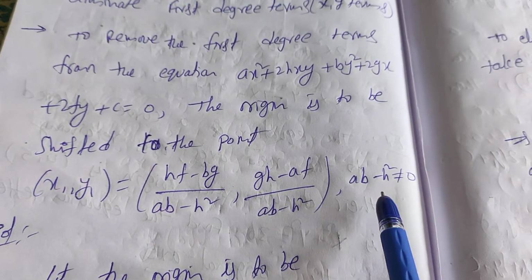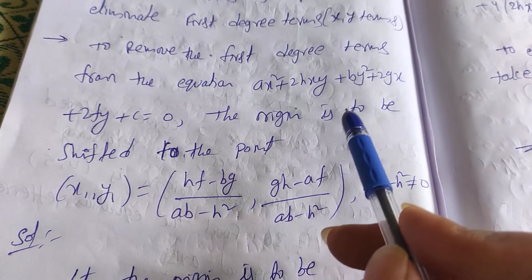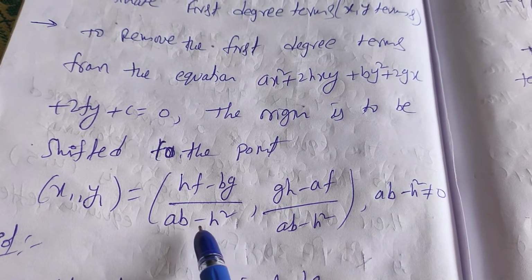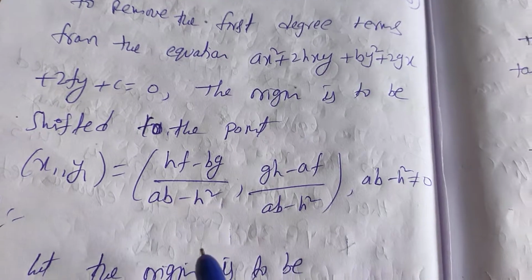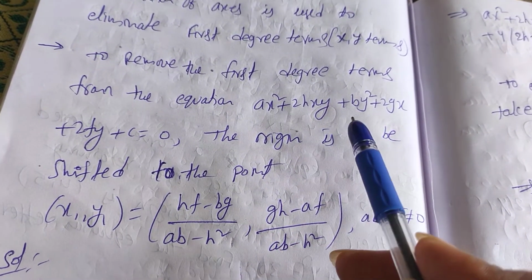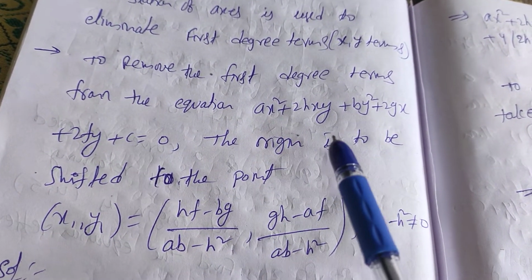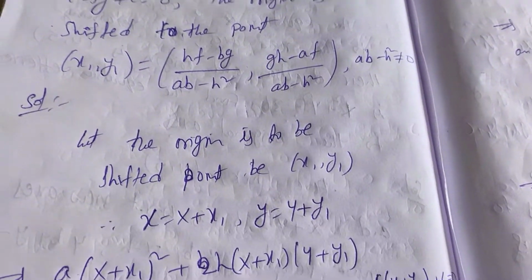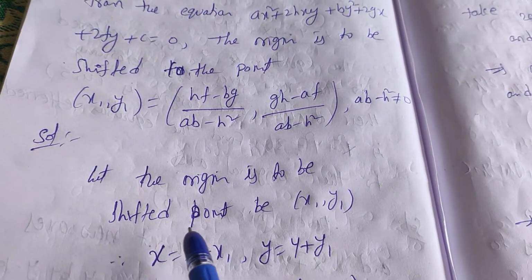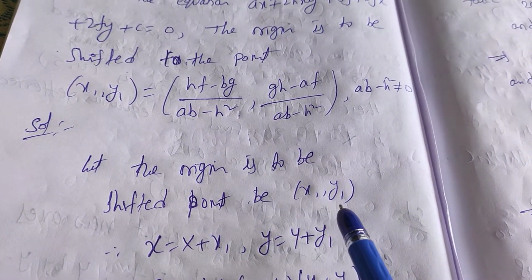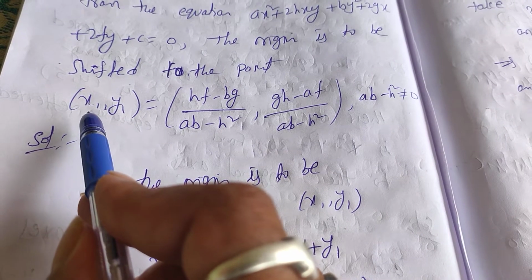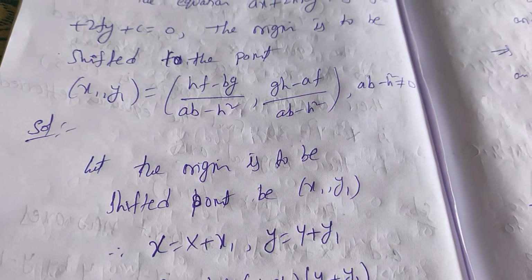Here ab minus h square is not equal to 0. If ab minus h square is equal to 0, the denominator becomes 0, and anything divided by 0 is undefined. So that point is not defined. If ab minus h square is equal to 0 for that equation, we cannot eliminate the x, y terms. That is important. Let the point to which the origin is to be shifted be x1 comma y1. Now we are going to find the coordinates of this x1 comma y1.